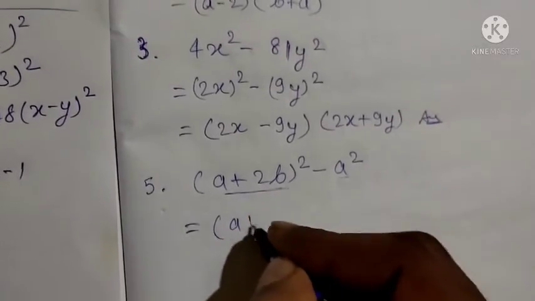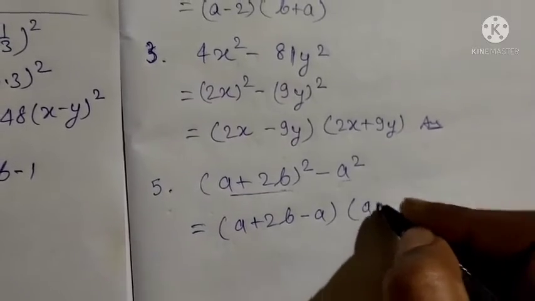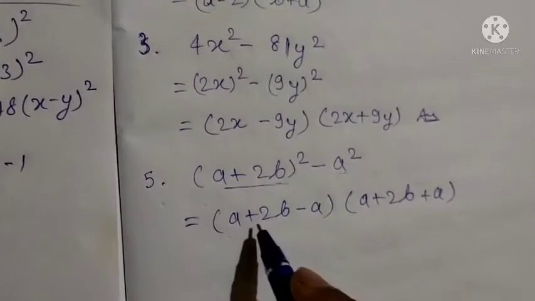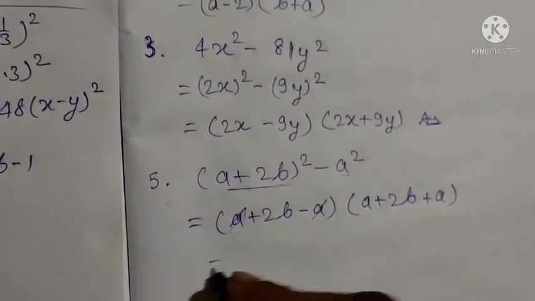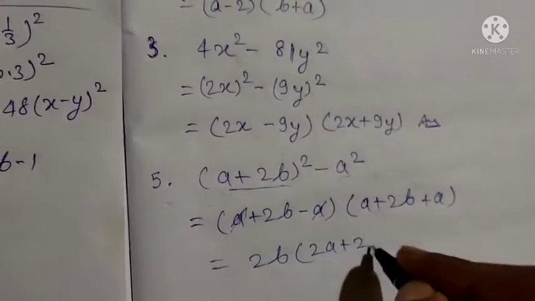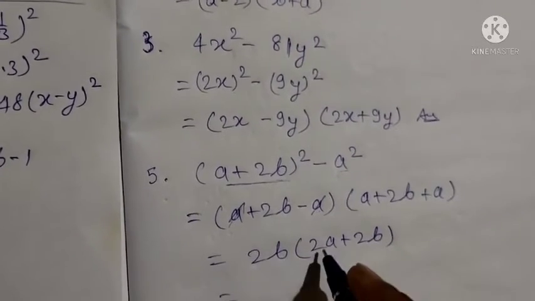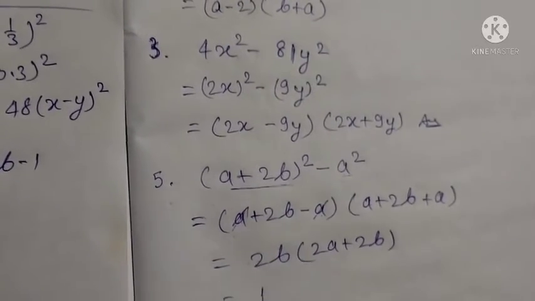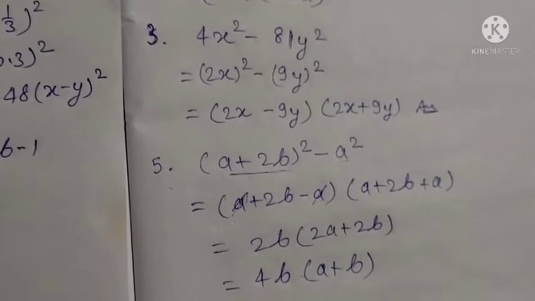So it will be a plus 2b minus a into a plus 2b plus a. Now here clearly a minus a becomes 0, so we can cut it, and it will be 2b into a plus a become 2a plus 2b. Again look at here, 2 is common, so when we take 2 as common, then it will be 2 into 2 become 4, b into a plus b.